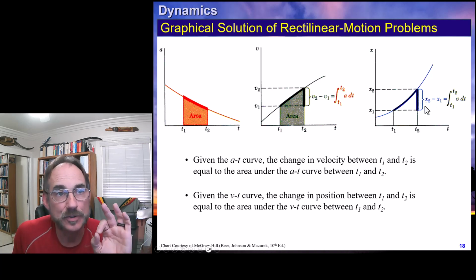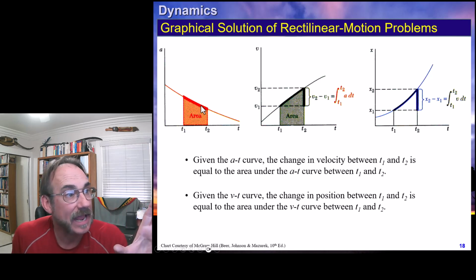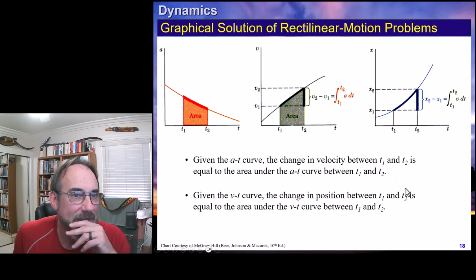x2 minus x1 is the integral. Looking at the area under the a-t curve, we get our velocity. Area under the v-t curve gives us our position. Okay?